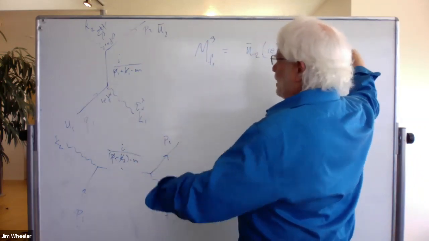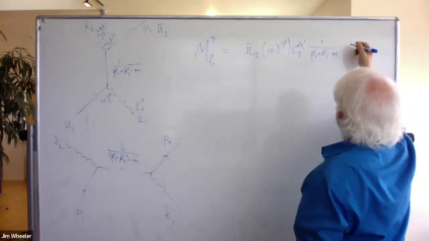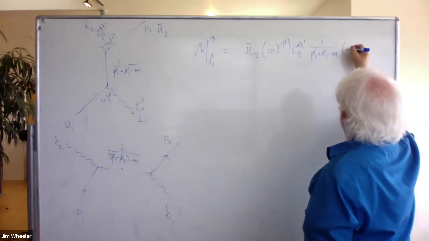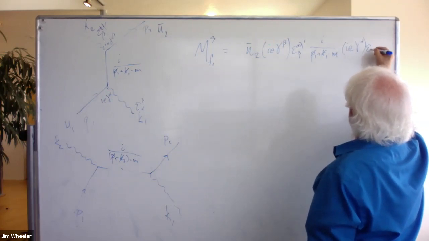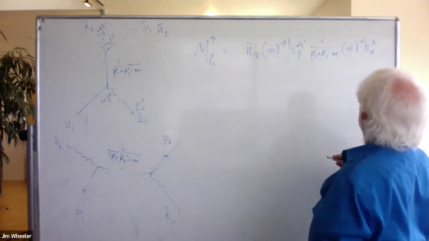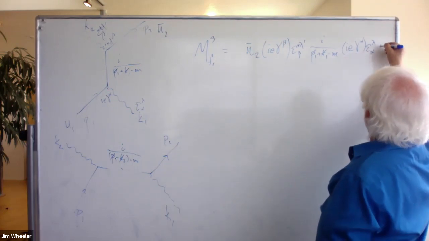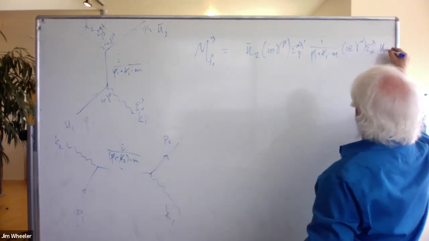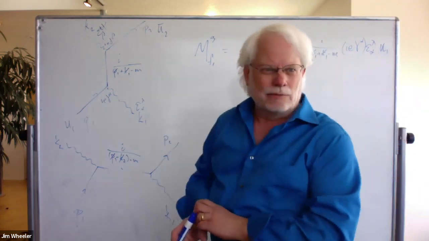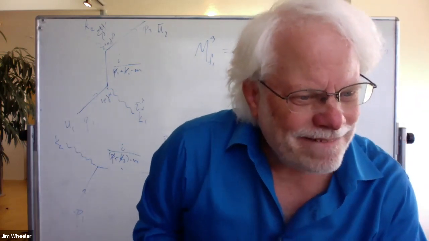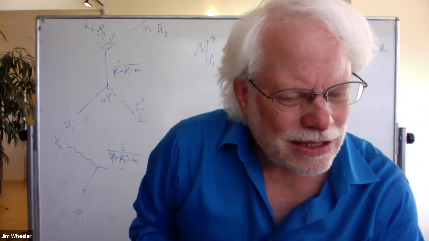So continuing here, now we reach the next vertex. And so we have an i e gamma alpha, and that's going to be contracted on a polarization vector. And we end up with U1 over there. So that's the S-channel matrix element. Have I forgotten anything? Looks like the right stuff.